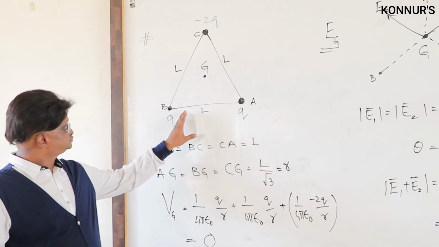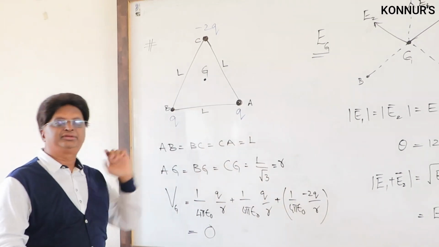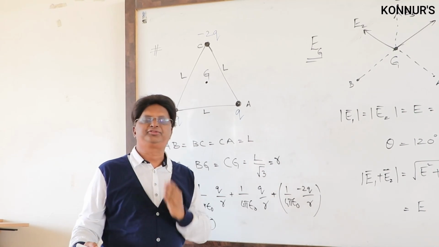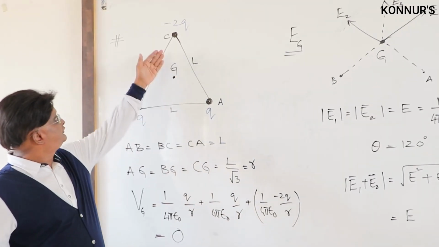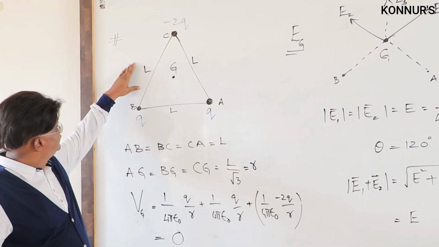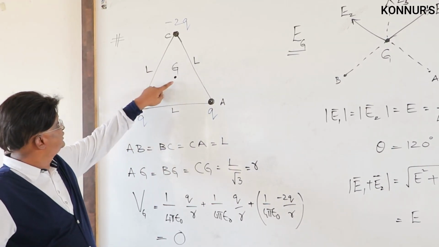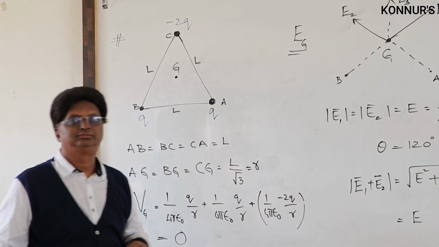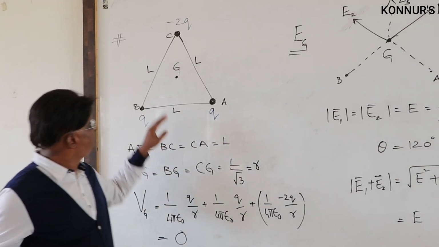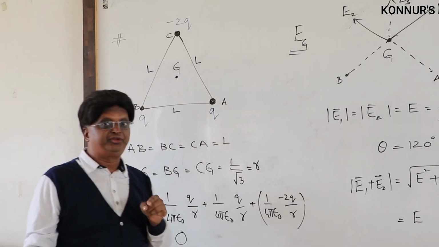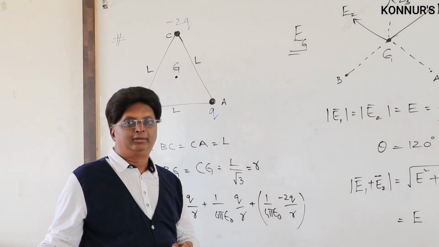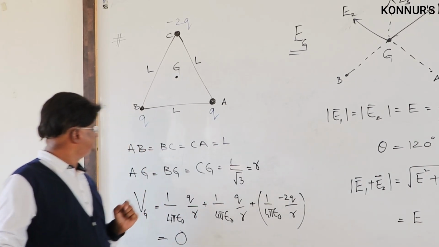Here I have shown a system of charges. Three discrete charges I have shown at the three corners of an equilateral triangle. This is an equilateral triangle ABC, G is the centroid. Now the question is, find the net potential at G, find the net intensity at G. Right. Look at this solution.